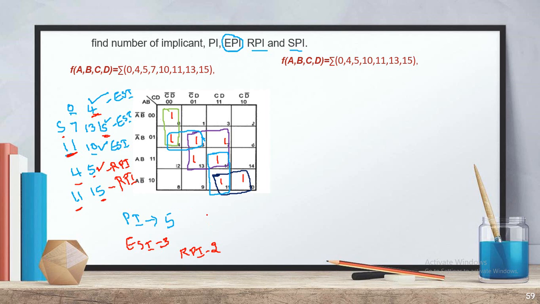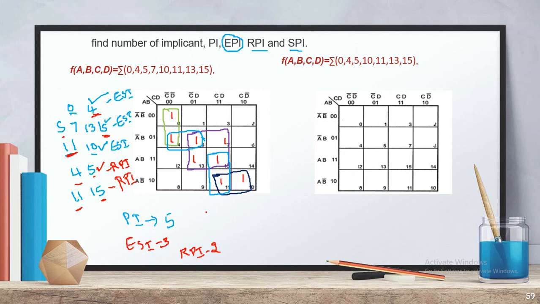Now go to another example. In this example, if you see, we are getting 0 is 1, 4 is 1, 5 is 1, 10 is 1, 11 is 1, 13 is 1, 15 is 1. This is similar to the previous one, only the 7 cell is not 1. All others are the same. Now how to do the grouping for this?